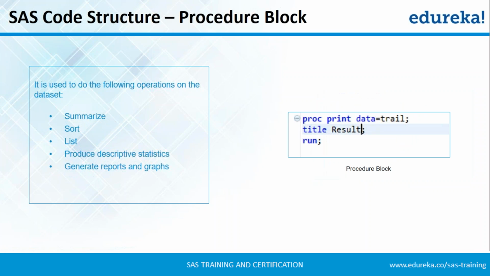Next we have the procedure block. The procedure block is basically used to summarize the results that you're getting. It is used to sort the results that you're getting from the techniques that you're implementing, and list the results. It can also be used to produce descriptive statistics, as in tables which will contain probability values and stuff like that. And also it can be used to generate reports and graphs, right? So if you want to visualize something, that also has to be done in the procedure block. All right. Having said that, guys, this was the structure of your SAS code.